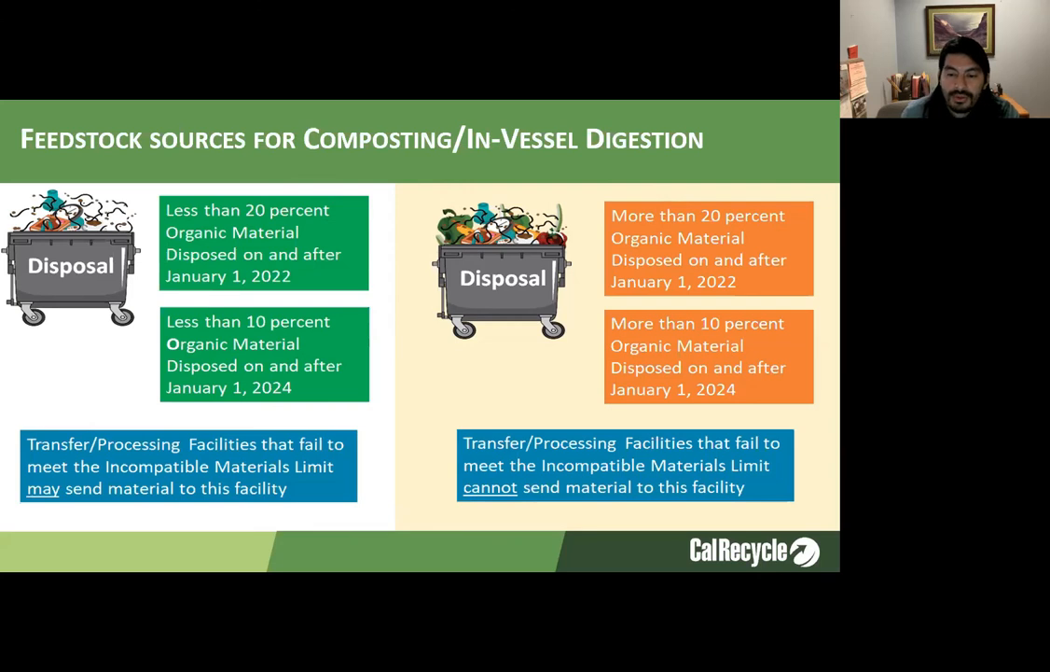So let's say a composter or IVD facility operation demonstrates that more than 20% of organic material is sent for disposal on and after 2022, or more than 10% on or after 2024.